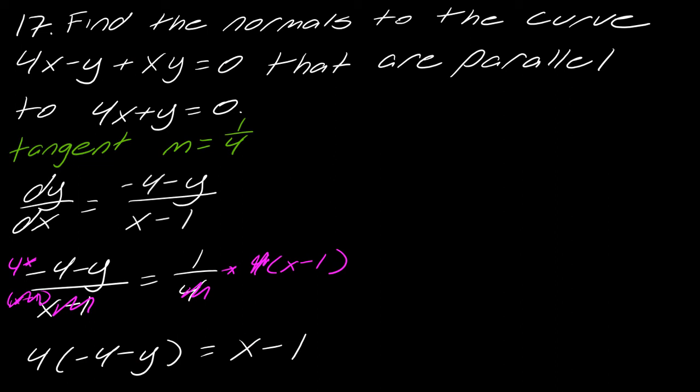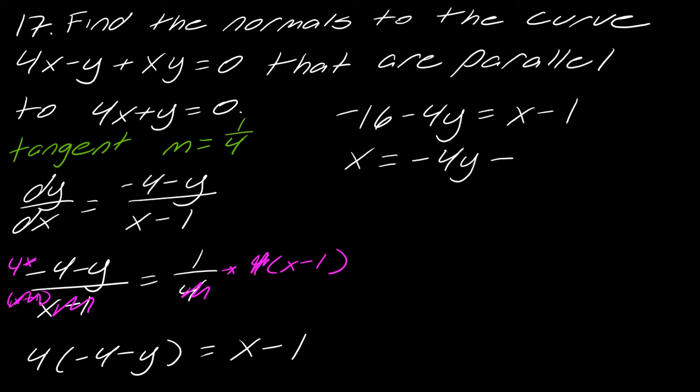So we've got to be patient here. We're kind of on a journey. So if I continue, I'm going to distribute that 4, so this becomes -16 - 4y, and this equals x - 1. So then ultimately I get that x will equal -4y - 15. Okay, so this is now telling me one part of the relationship between the x and the y's, and I'm now going to substitute this result into this equation.